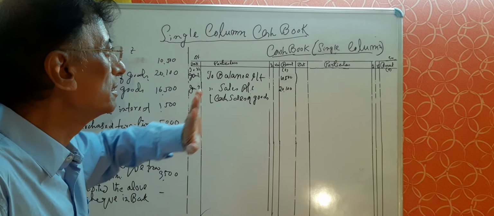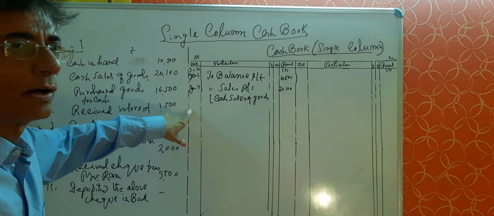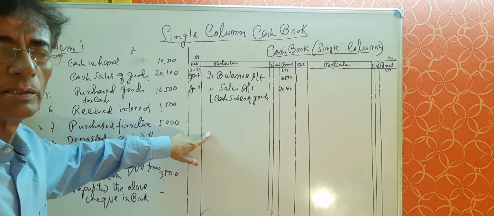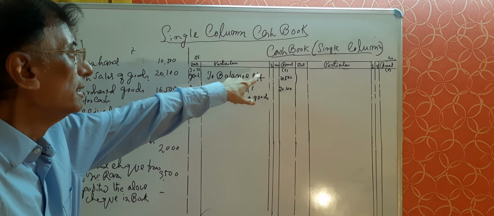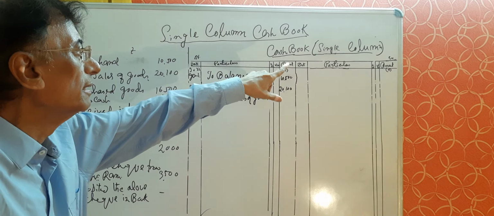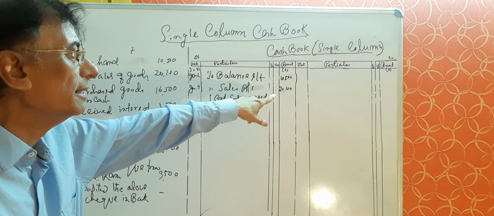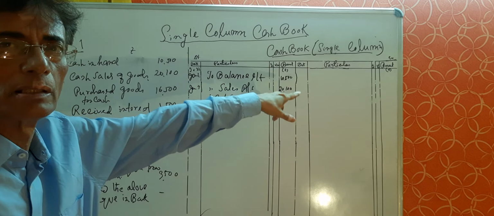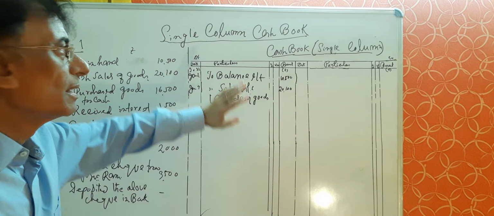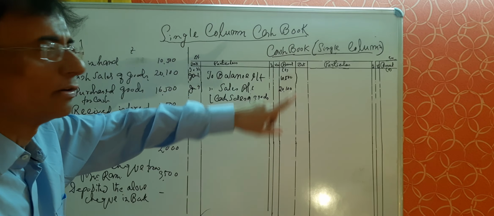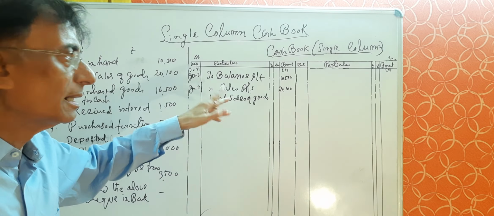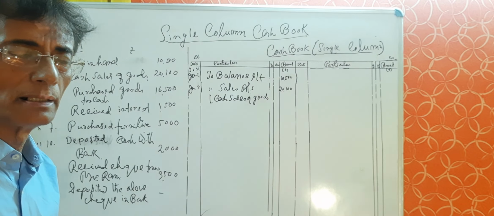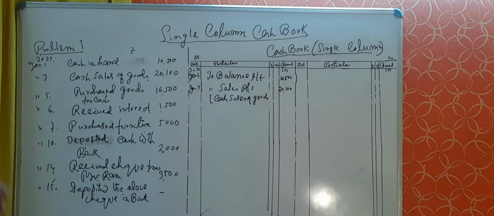To sales account 20,100. And the important point, just go through the format of the single column cash book. First is date field, then particulars, ledger folio, voucher number, then amount, then again date, particulars, ledger folio, voucher number and amount. That is debit and credit. This is the format of the single column cash book and just in line with the ledger. That's why it is also called ledger. Clear?